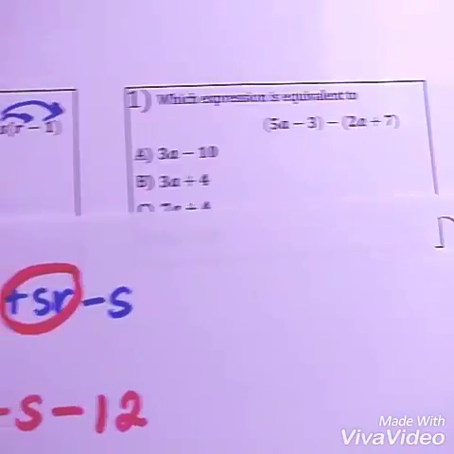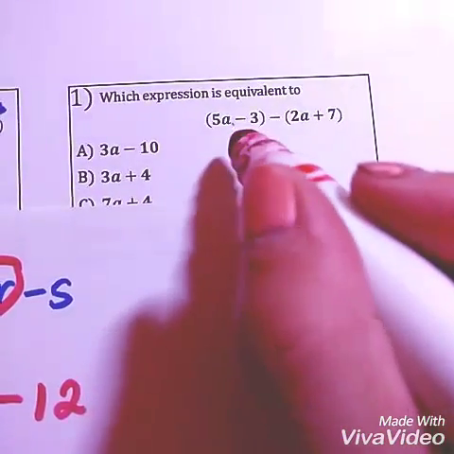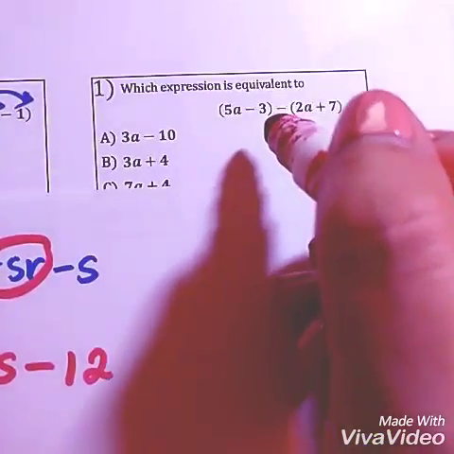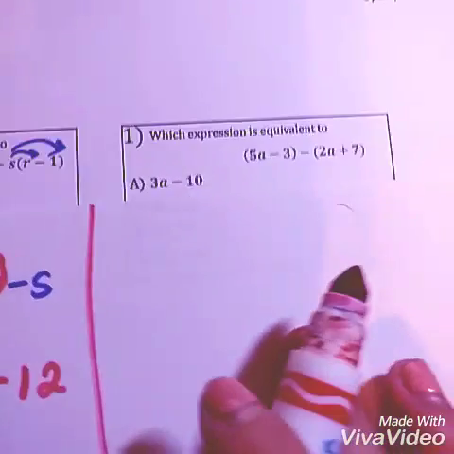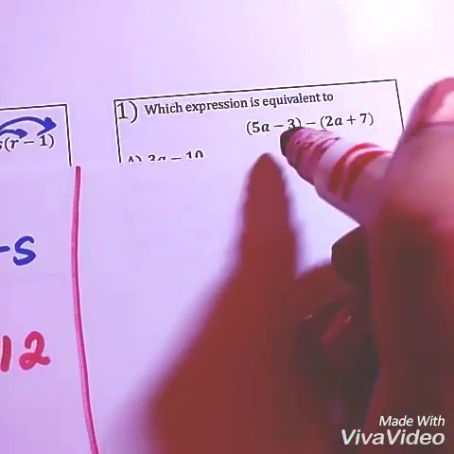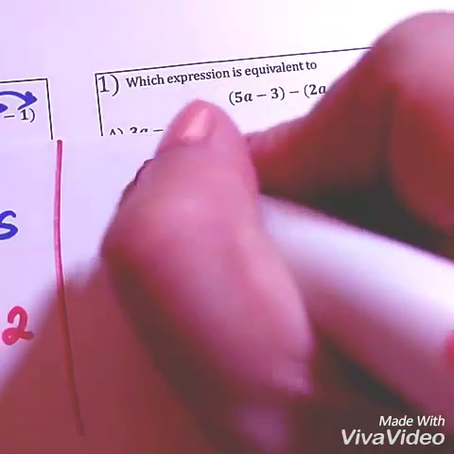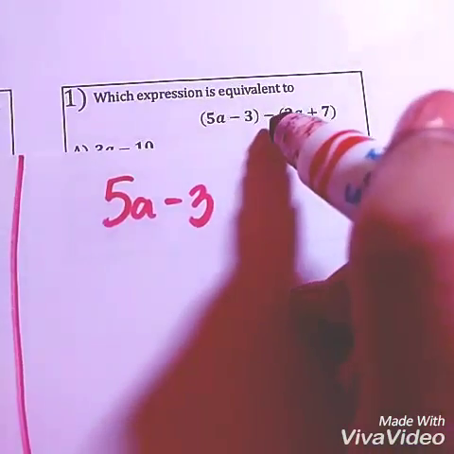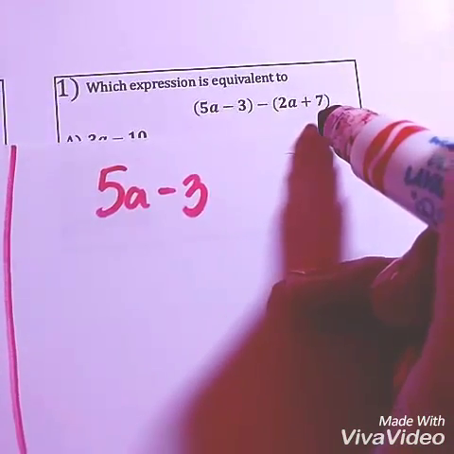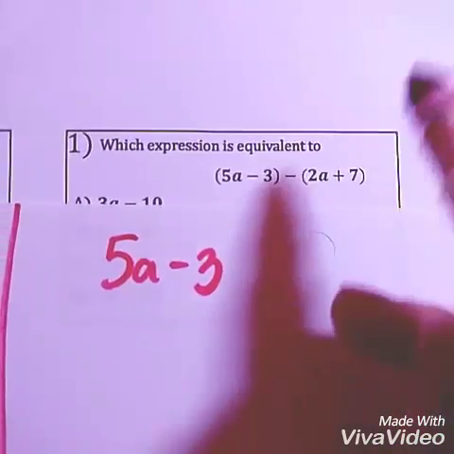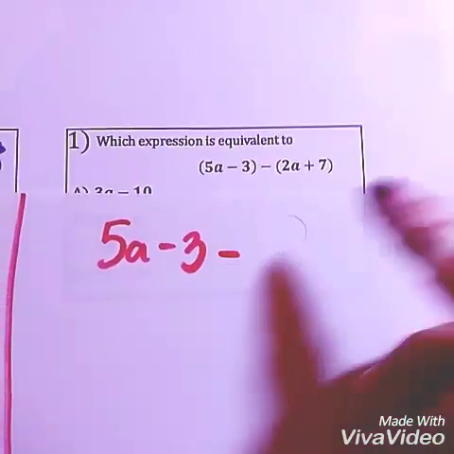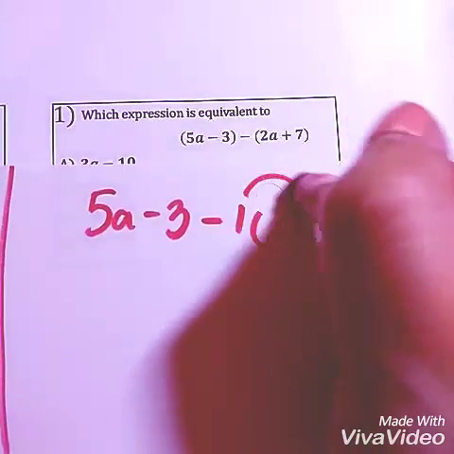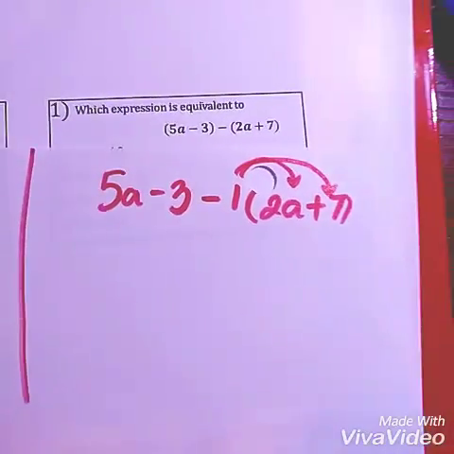Which expression is equivalent to 5a minus 3 minus, subtract by, 2a plus 7. So this is another distributive property problem. So first we're going to distribute to 5a minus 3. The same 5a minus 3 gives you the same thing, because in front it's just 1. Okay, now let's distribute a negative to each of the terms inside. Remember, every time you distribute a negative, it's actually a negative 1. Okay, so it's actually negative 1 times 2a plus 7. So let's go ahead and distribute negative 1 to each of the terms inside.